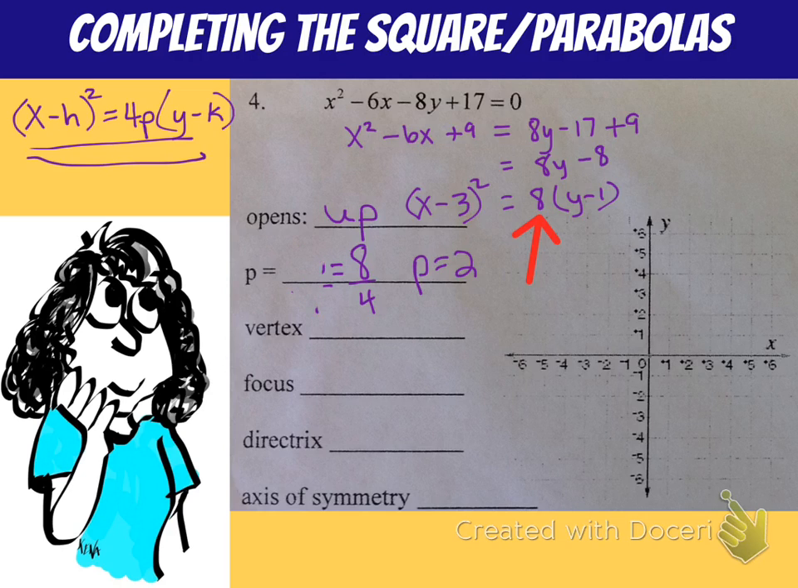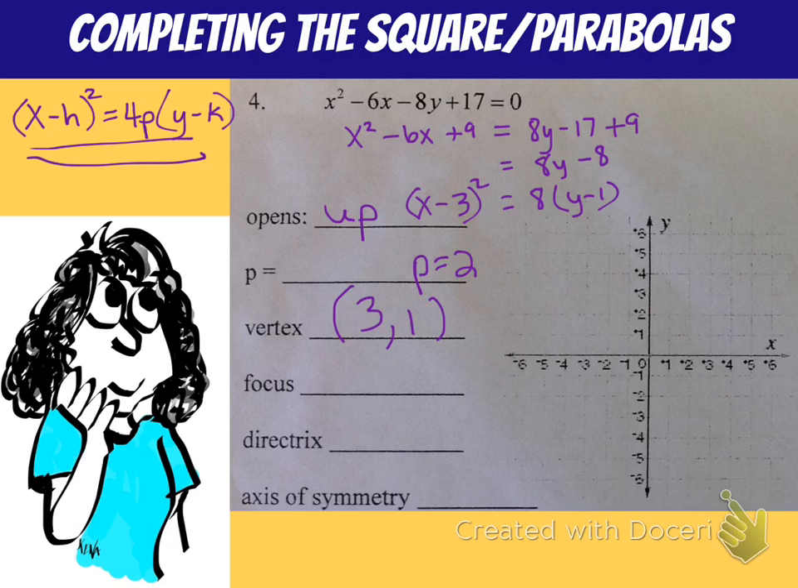Now this is very significant. We know it opens up. We know that p, which is the distance from the vertex to the directrix and from the vertex to the focus, is equal to 2. So let's move along. This time we need to go back to our standard form of the equation, change those two little signs, and come up with our vertex, which is going to be 3, 1.